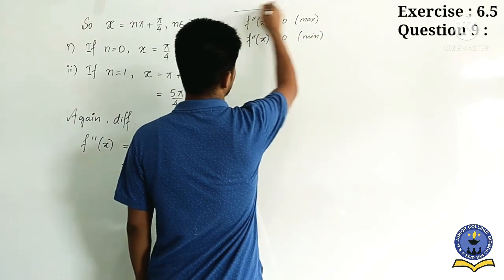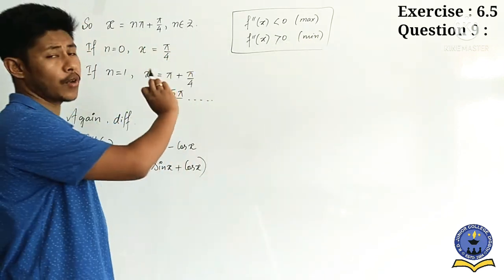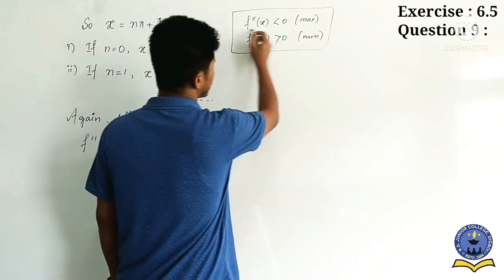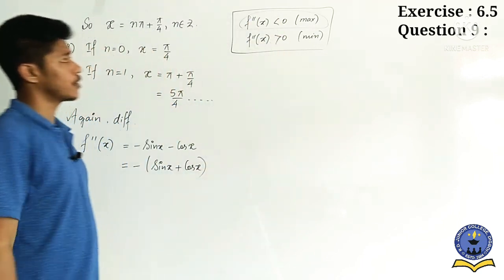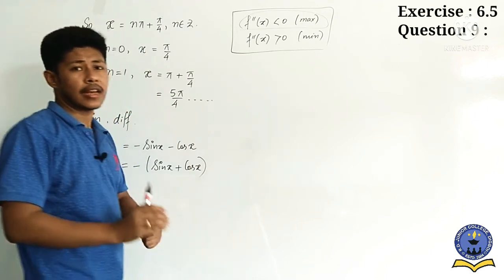All of you know this one. So this one is the condition, all of you know. So now here we need maximum value. Maximum means what? We need this condition, the first condition we need. So that means the value of f double dash of x must be less than 0.